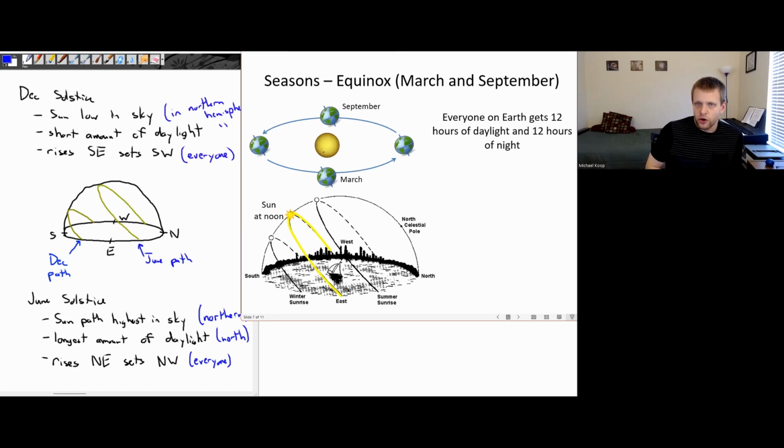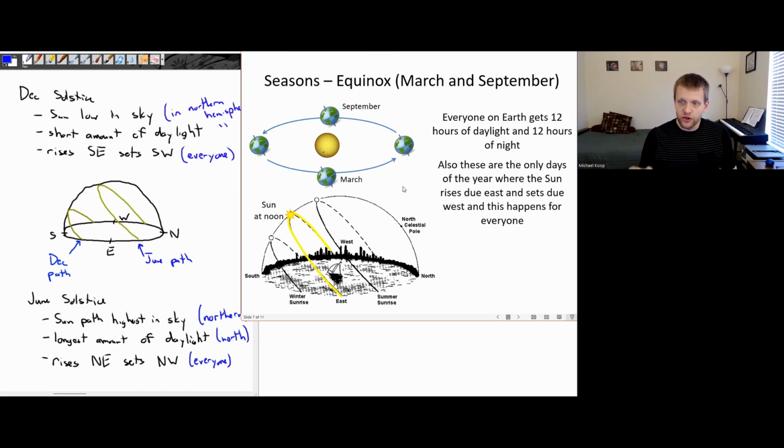We've also got what are called the two equinoxes, the March and September equinox. And that would be when the Earth is in this location. The northern and southern hemispheres aren't really pointed towards the sun. They're not really pointed away from the sun. They're kind of perpendicular to that direction. And on these 2 days, the March and September equinox, everyone on Earth gets 12 hours of daylight, 12 hours of nighttime.